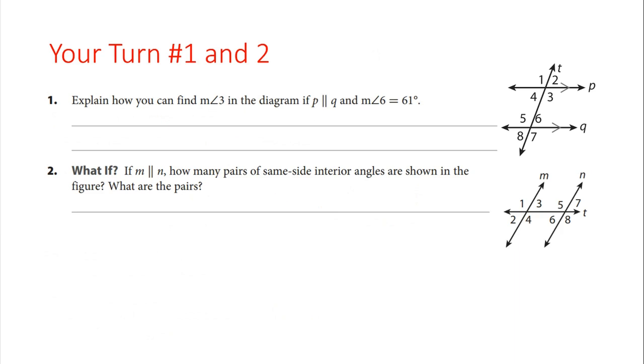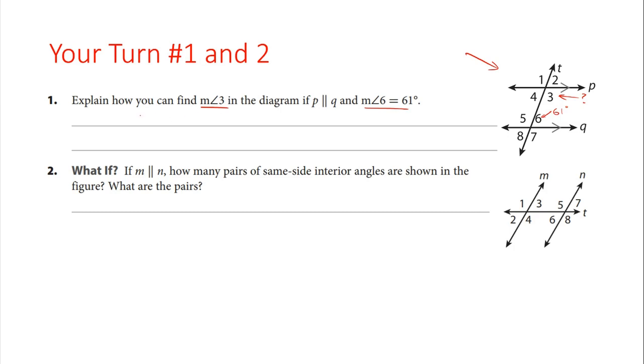All right, so your turn, numbers 1 and 2. Explain how you can find angle 3 from the diagram. This is the diagram over here, the one we used last slide. They're telling us that P and Q are parallel, and that angle 6 is 61 degrees. So that angle right there is 61 degrees. Explain how we can find angle 3. How can we find that angle?